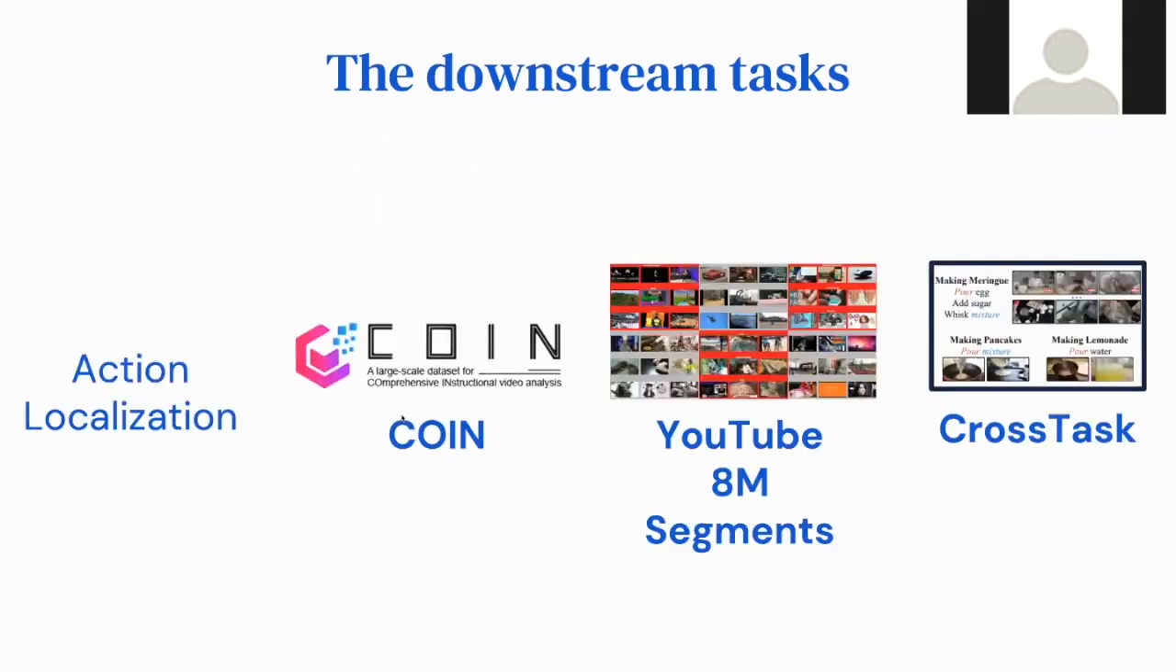So we also look at action localization, where the goal is not only to give a label to a video, but also localize where the action is happening in the video. And we do that on 3 benchmarks: the COIN, the YouTube-Instructional segments, and the CrossTask dataset.